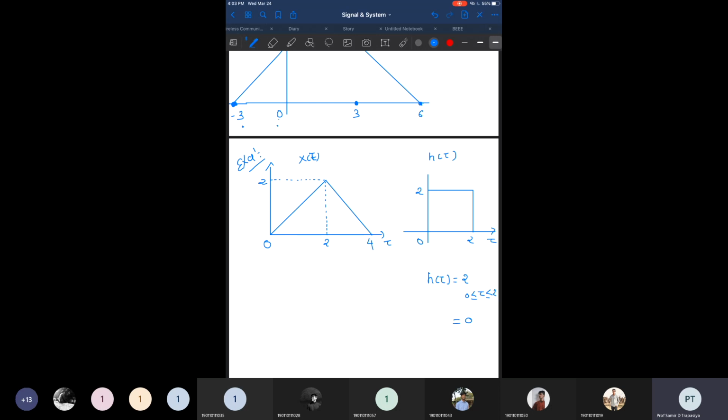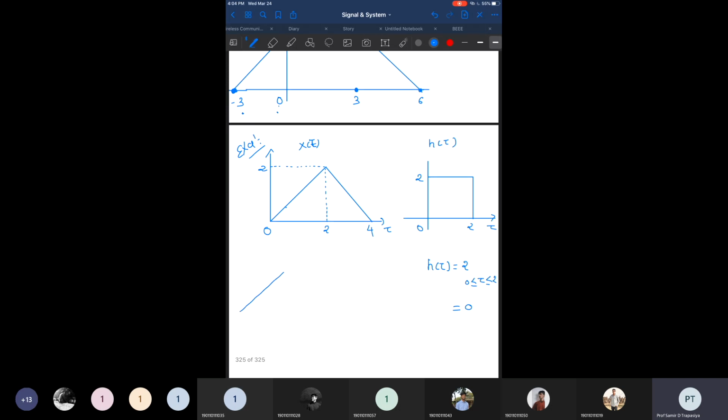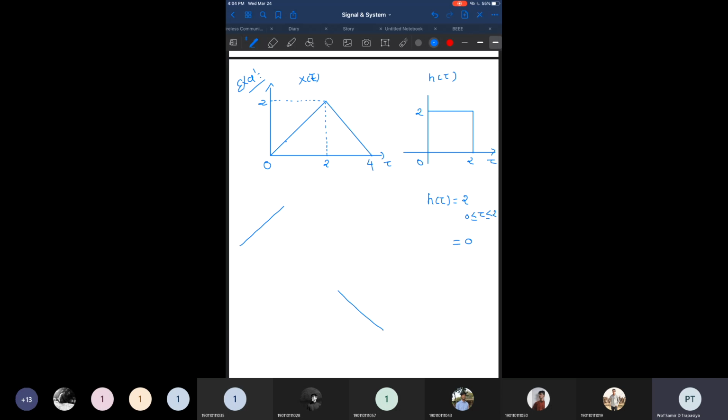So you see there are two functions. If you see the signal, this is the positive going ramp, and this is the negative going ramp, right? So how do you define the signal? First we discuss this portion, how to define it. For this portion we have one function, and for the other portion we have a different function.